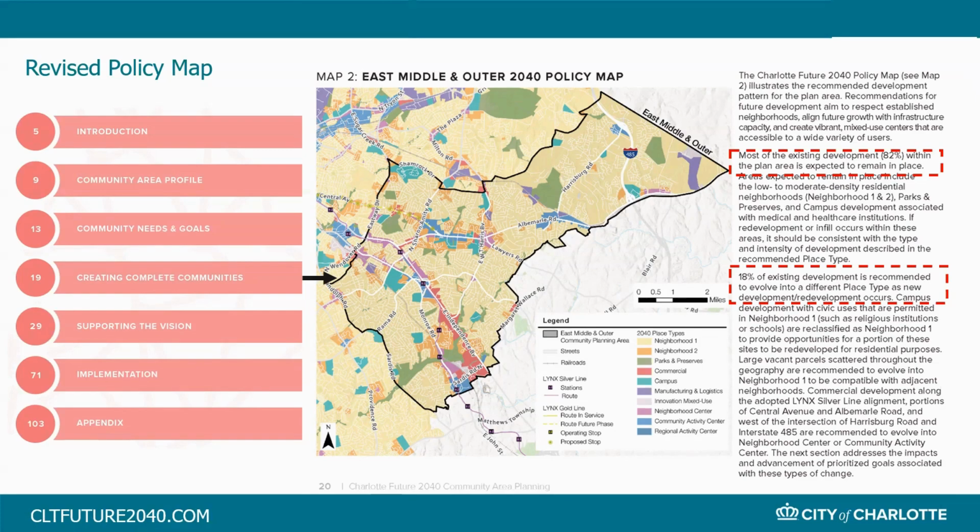It's important to note that the plans recommend a large portion of the geography to remain as is, meaning if redevelopment occurs in these areas like Neighborhood 1, and for reference, Neighborhood 1 is marked by your traditional single-family neighborhoods. And Neighborhood 1 on the slide is this light yellow color on the map.